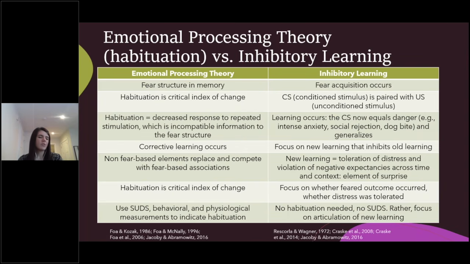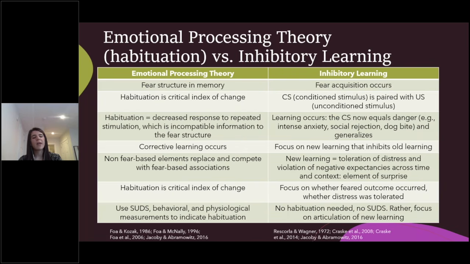Those are subjective units of distress. SUDS are typically rated on either a 0 to 10 or 0 to 100 scale, depending on the clinician, it doesn't matter. And the clinician would ask the patient, what are your SUDS ratings? How distressed are you when you are confronted with this feared stimulus? The SUDS are asked repeatedly during the course of the exposure, with the necessity of the SUDS reducing, therefore indicating habituation.